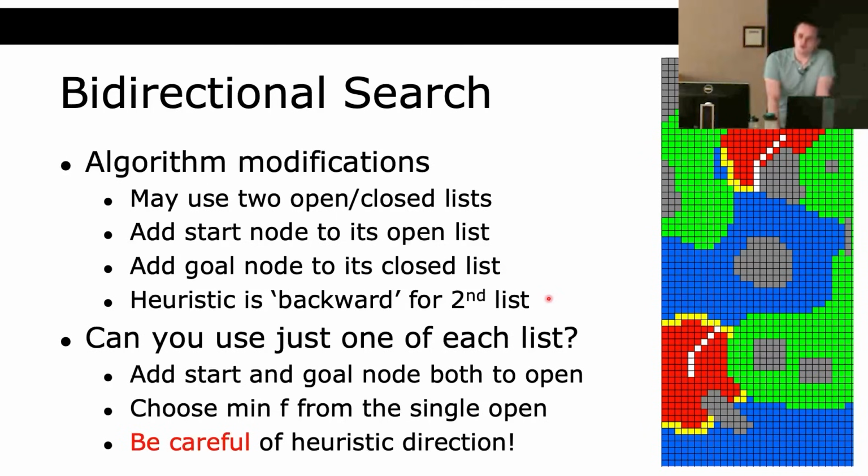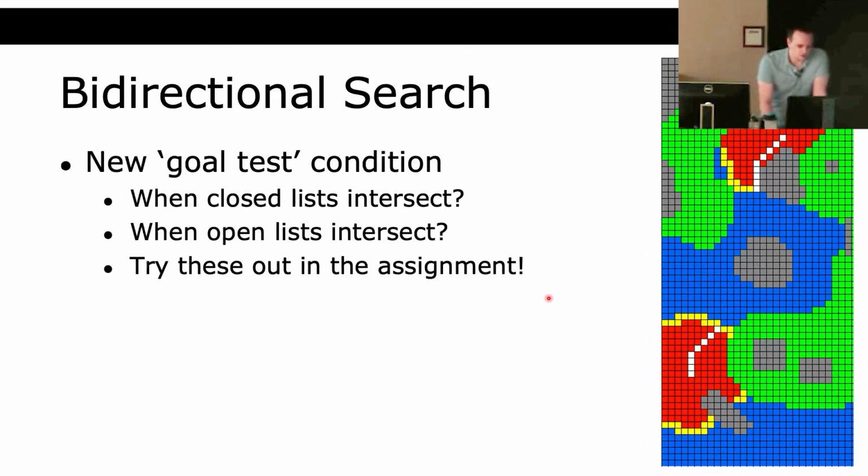So could you just use one of each list? I don't know. Add a start and a goal node both to the open, choose the minimum f from the single open. Be careful of the heuristic function in this case. So if you can get it to work with a single open list, you can do that as well. I think my solution code used two open lists. So there's a new goal test condition. How do I know when I've reached the goal? Is it when the closed lists intersect? Is it when the open lists intersect? Try them both out. See what you get.